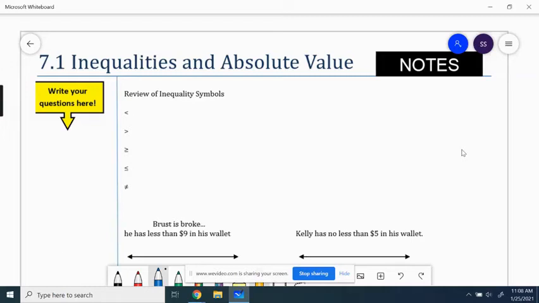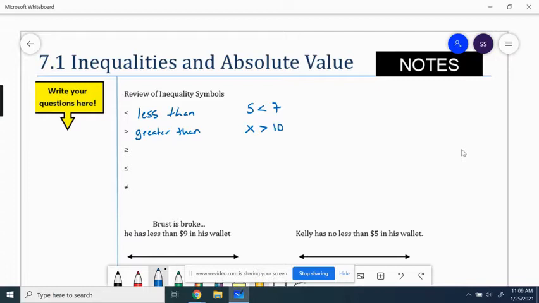Okay, this is 7.1, inequalities in absolute value. So let's go ahead and start with a review of the inequality symbols. This first one here is less than. So you might see something like 5 is less than 7. This next one here is greater than. Okay, so we might do x is greater than 10.